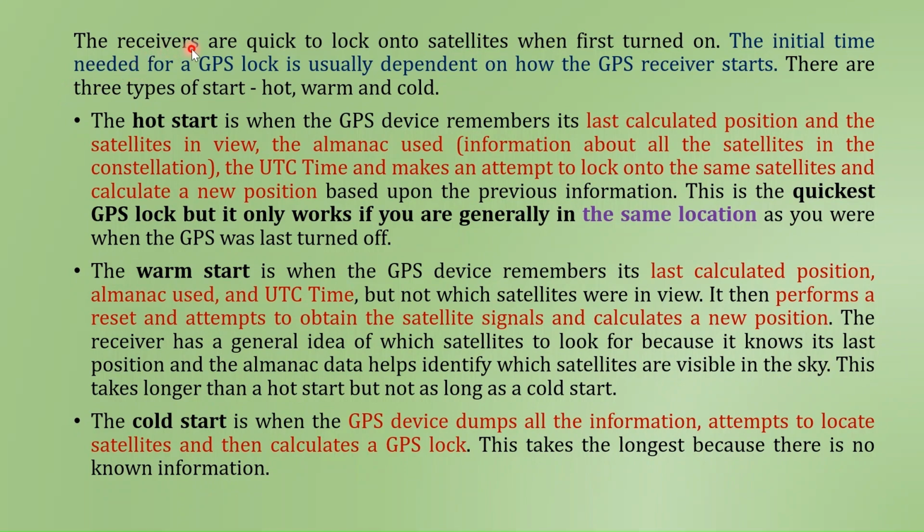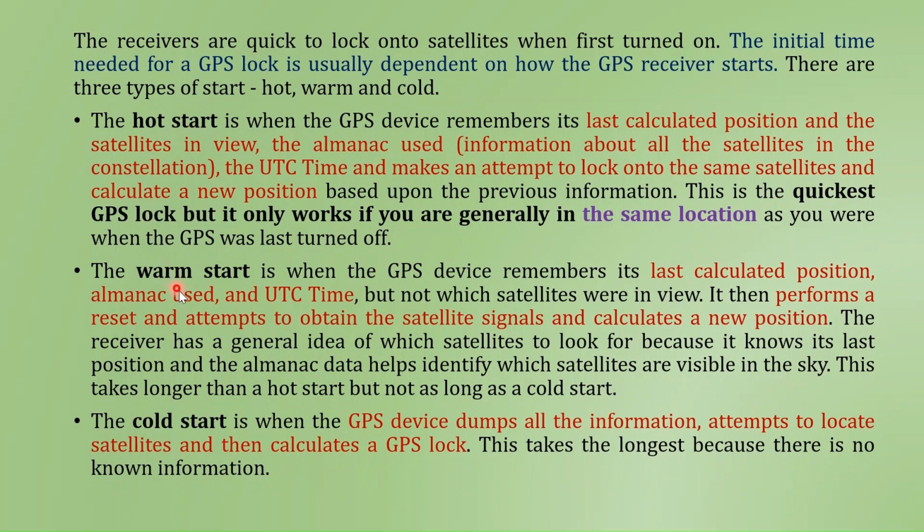When we use GPS receivers, depending upon how much time is required to lock onto the satellite when they are turned on, these GPS receivers are said to have 3 types of start: hot, warm and cold. The hot start is when the GPS device remembers its last calculated position, the satellites in view, the almanac used, the UTC time, and then makes an attempt to lock onto the same satellites and calculate a new position. This type of start is the quickest GPS lock, but it only works when we are in the same location where the GPS was last turned off.